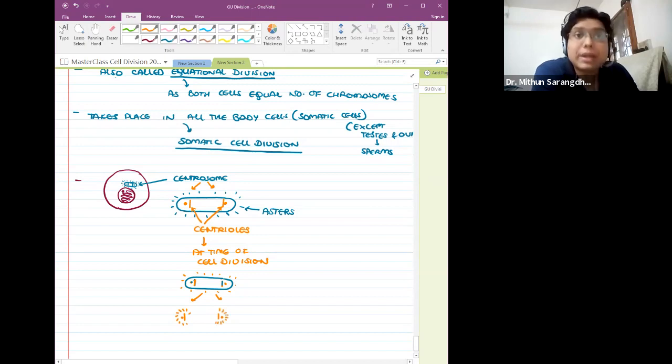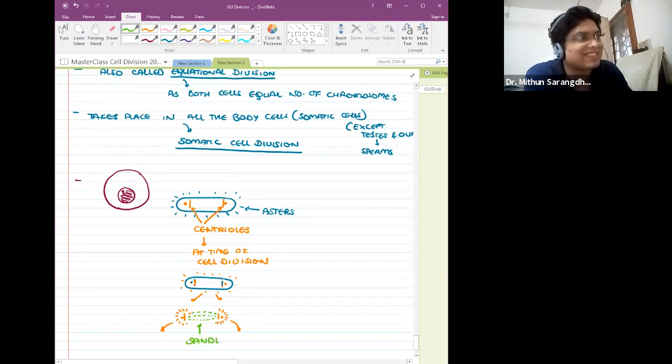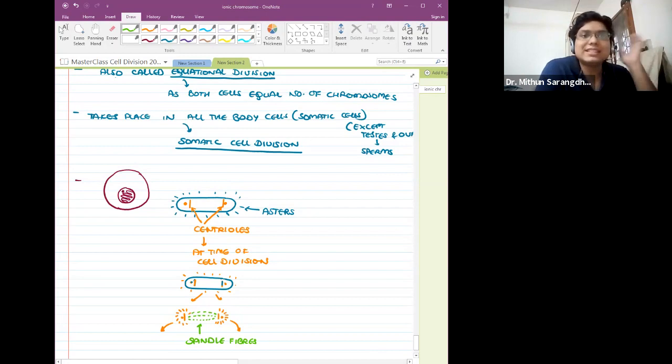Like this. But now, when the separation takes place, even if the centrioles separate, they will start moving in the opposite direction of the nucleus. But even while moving in opposite directions, they will be held together with the help of some fibers. What are these fibers? Can anybody tell me? These fibers are known as spindle fibers. Yes, very nice. These are going to be our spindle fibers. So this is how it is going to happen.